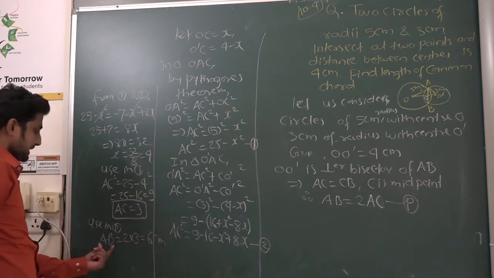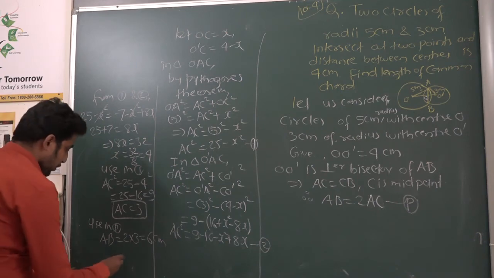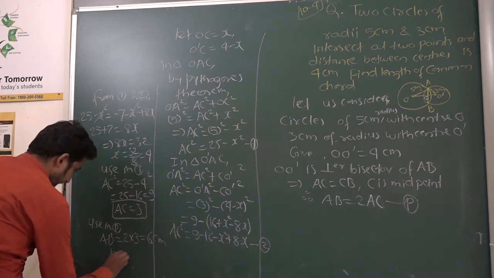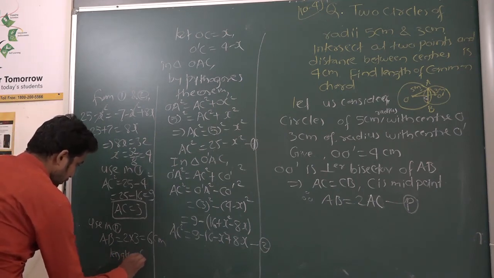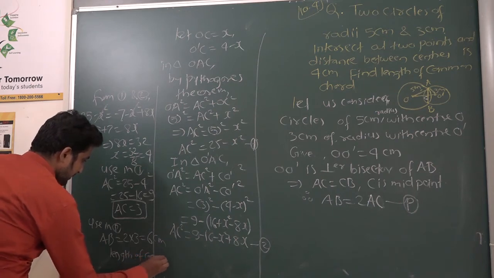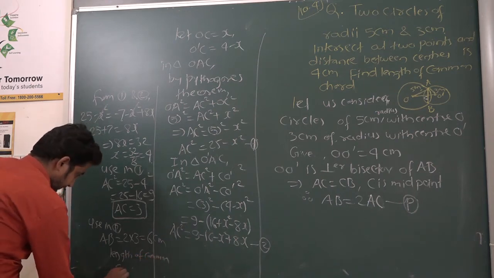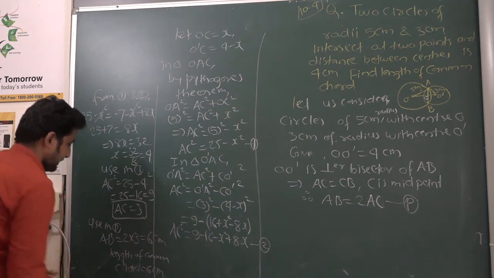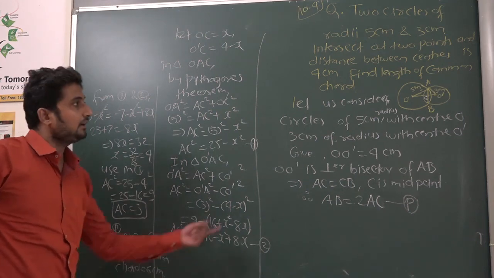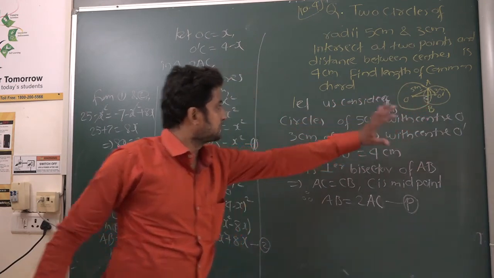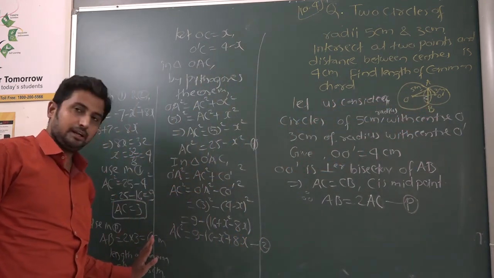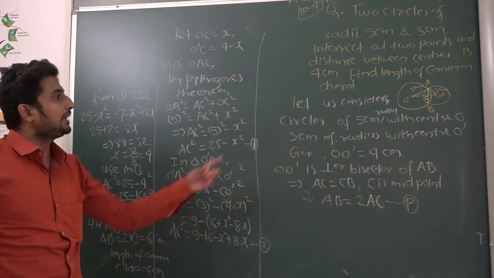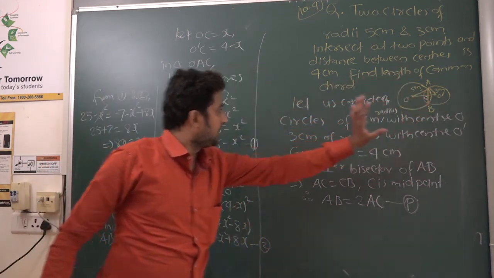So dear students, AB, length of common chord, is equal to 6 centimeter. AB is nothing but the common chord. So in this way we are able to find the value of length AB.